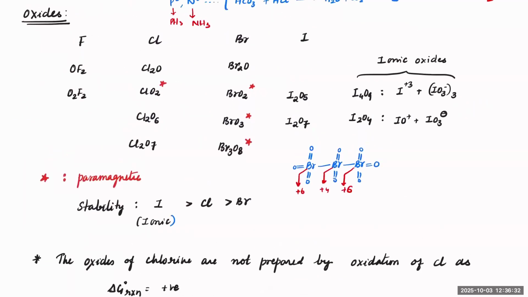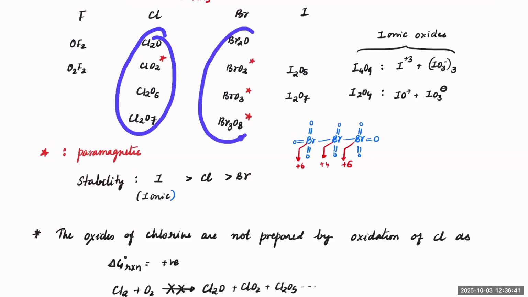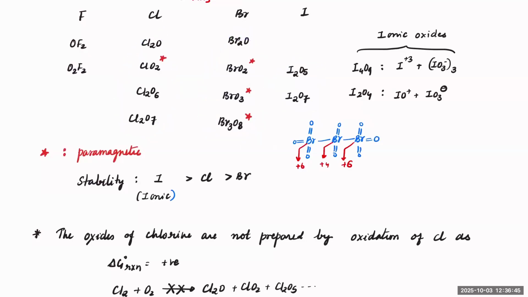Next, what are the types of oxides that it can form? Fluorine, chlorine, bromine, iodine will have these oxides. OF2, O2F2. Chlorine will have these oxides. Bromine will have these oxides, and iodine will have these two oxides. The star represents that they are paramagnetic in nature.